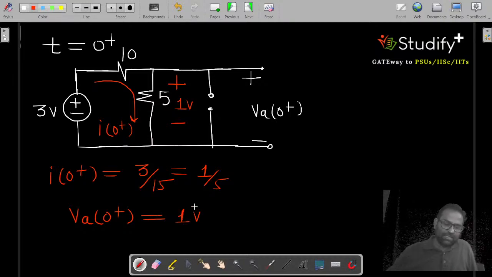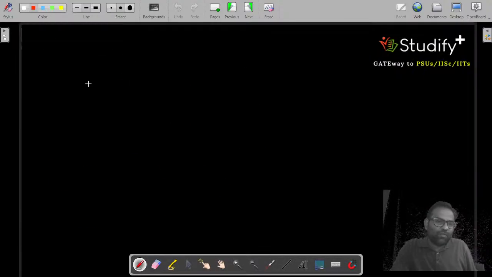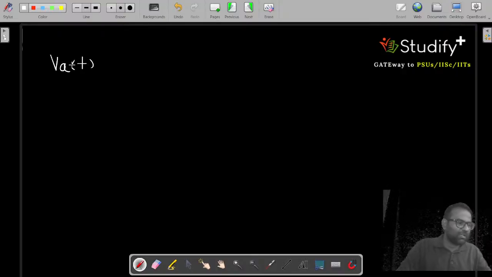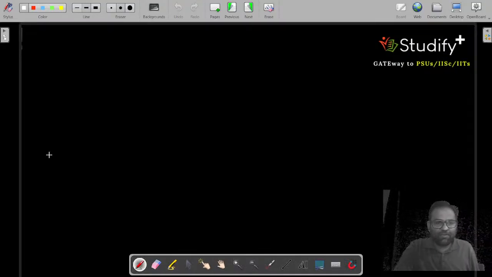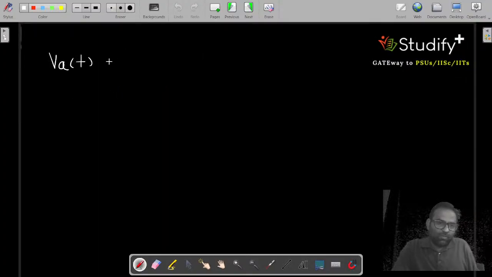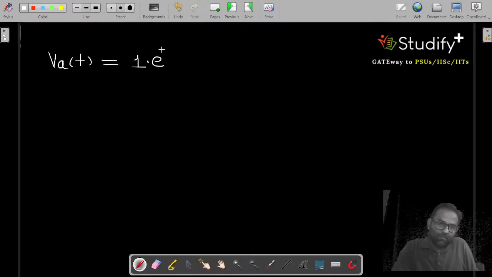So you can say the initial condition of the circuit is known, and VA(0+) is 1 volt. If VA(0+) is 1 volt, what is the solution of VA(t)? The solution for VA(t) of our circuit, the voltage across inductor for t greater than 0, is given by 1 into e to the power minus 20 by 3t for t greater than or equal to 0.